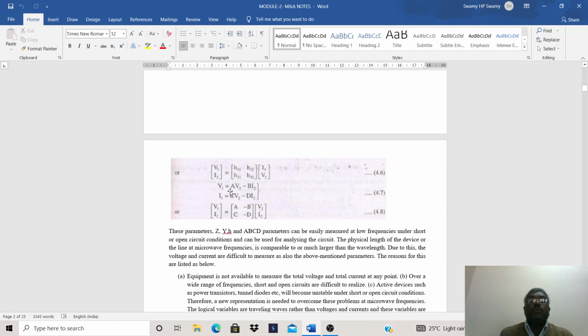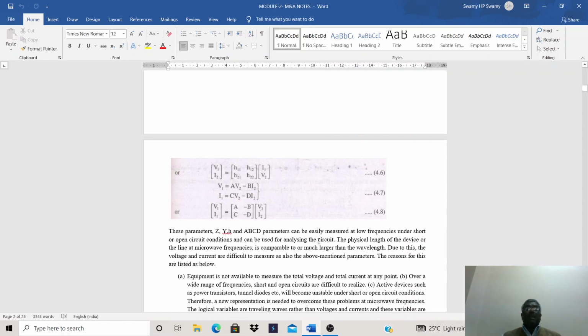For the ABCD parameters, V1 is equal to A into V2 minus B into I2, and I1 is equal to C into V2 minus D into I2, or in matrix form V1 and I1 is equal to the matrix A, B, C, D times V2 and minus I2.